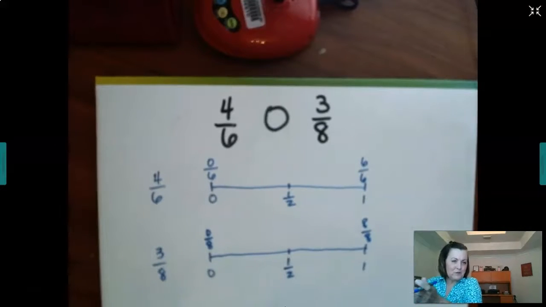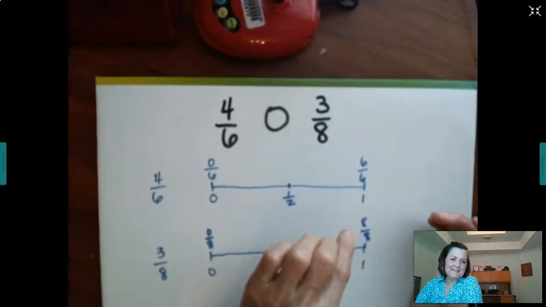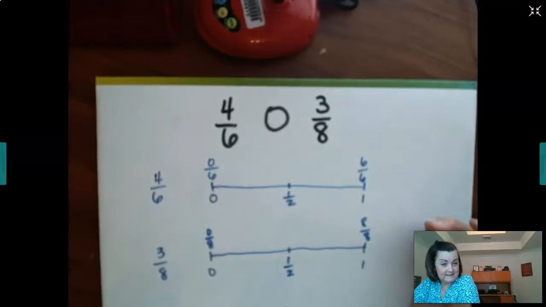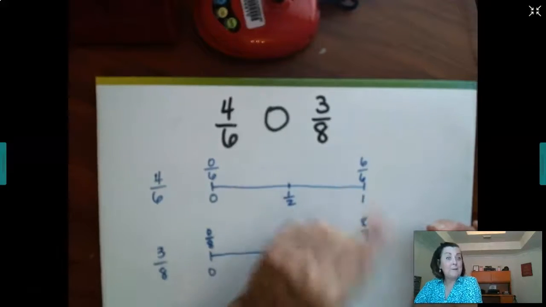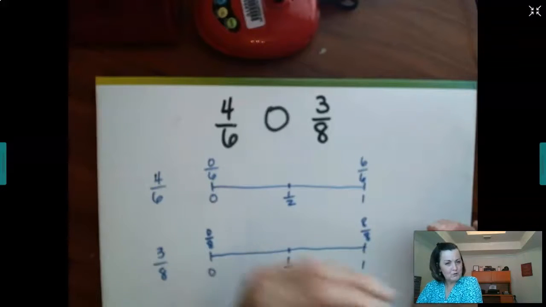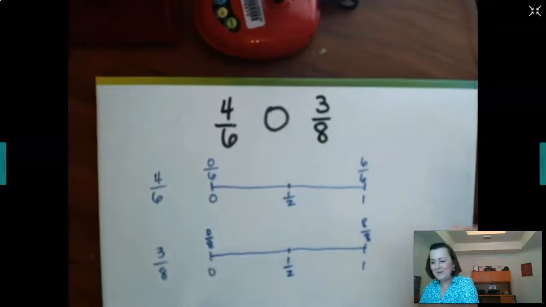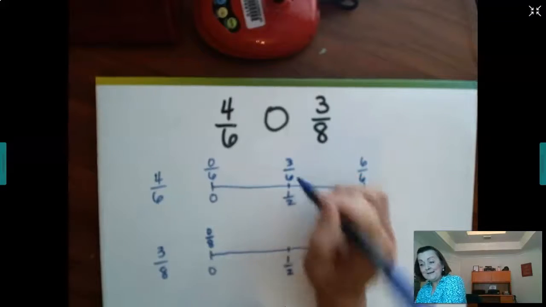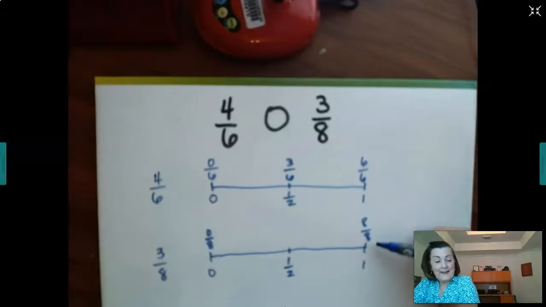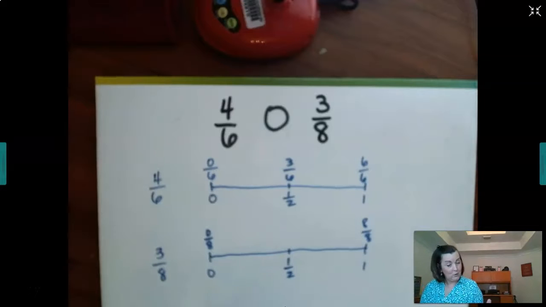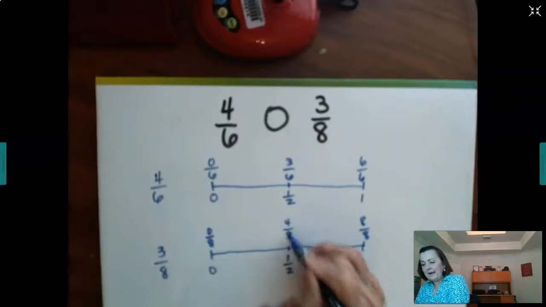Now let's find that benchmark fraction 1/2. Let's look at 6/6. Can you tell me what is half of 6? Half of 6 is 3. So half of 6/6 would be 3/6. Remember, we're not changing the size or how many are in the whole. We're only changing the numerator. So we're looking for what's half of the numerator. So that would be 3/6. Okay? And again, let's do the same thing for 8/8. What is half of 8? If you had 8 to make a whole and you ate half of it, you would have how many left? 4. So you have 4/8.